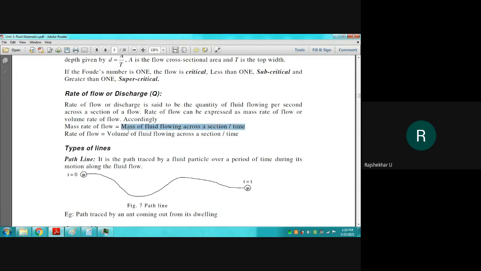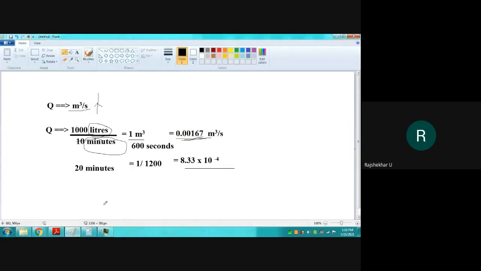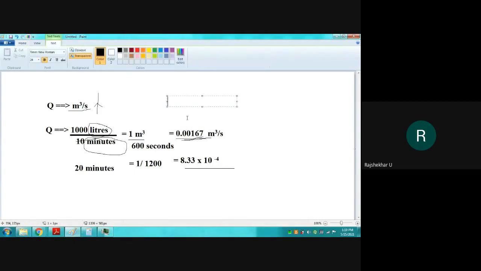Okay, so this is mass rate of flow. What is rate of flow? Rate of flow means we are considering volume of fluid flowing across a section per time. So here, mass rate of flow will have the units of kg per second. This is mass rate of flow.